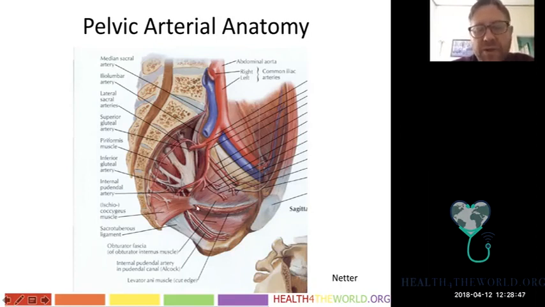So all these vessels are a little bit outside of the scope of this talk, but I've tried to highlight the important ones for collateral flow to the lower extremity should there be occlusive disorders like atherosclerosis.